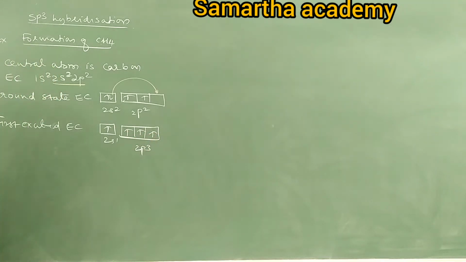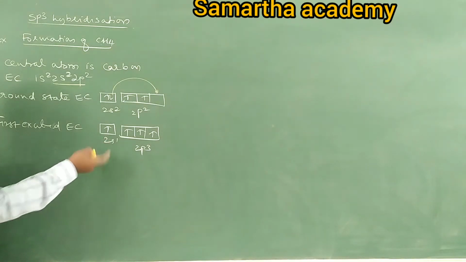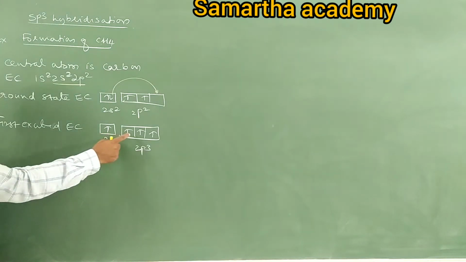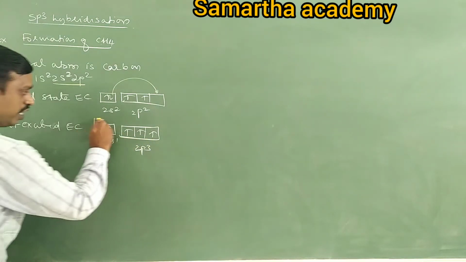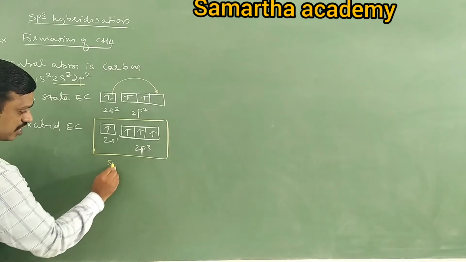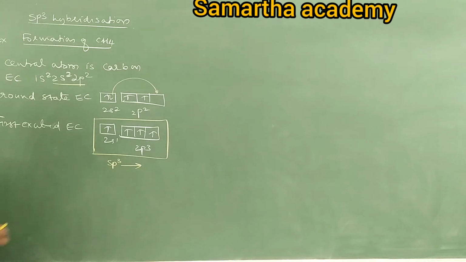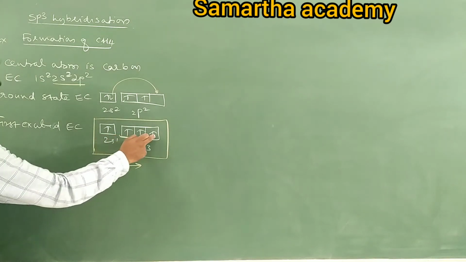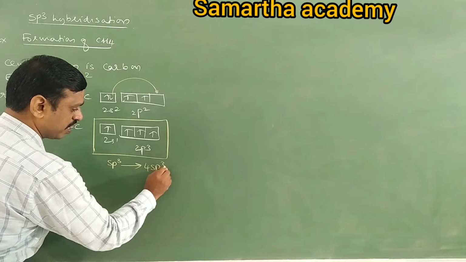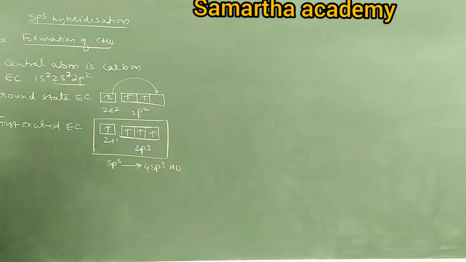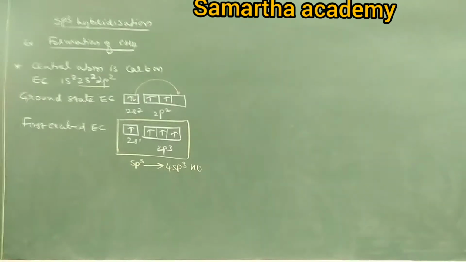Now tell me, in the first excited state, carbon undergoes which hybridization? sp3. There is a process of intermixing of one s orbital, p1, p2, p3. So therefore it undergoes sp3 hybridization. If it undergoes sp3 hybridization, it forms how many sp3? 4 sp3, because 1 2 3 4, it forms 4 sp3 hybrid orbitals, right? Now these 4 sp3 hybrid orbitals have equal energy and same shape.